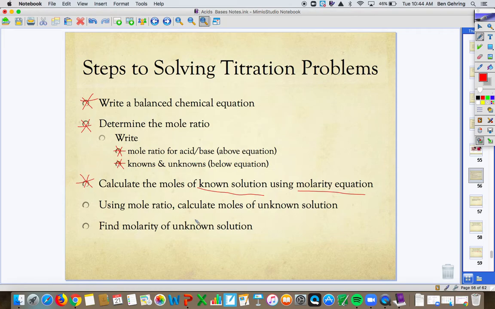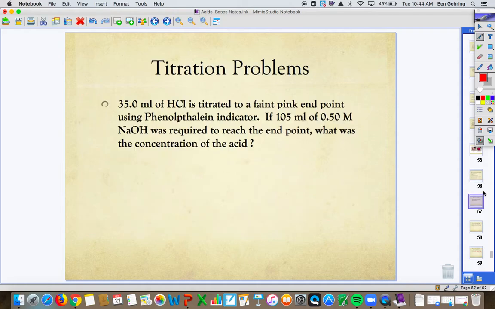Then you're going to use mole ratios and calculate your moles of unknown solution. And that's why we would put it up above. And then you're going to find your molarity of your unknown, because that's the end all be all goal. You're trying to find your molarity of your unknown solution. So let's start here, shall we?